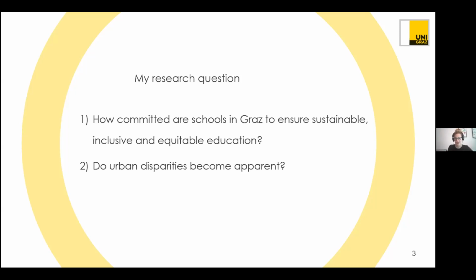We also had sub questions, like relative strengths and weaknesses with regard to the three dimensions talked about before. What activities are schools doing? Are activities and provisions between the different SDG dimensions related to each other? Which school types are more active, such as primary schools, secondary schools, half day schools, all day schools? Then we had a second bigger research question: do urban disparities become apparent? Are there differences in provisions and activities for different urban areas? And which school and community characteristics explain higher SDG implementation?